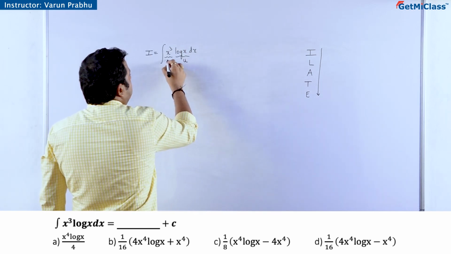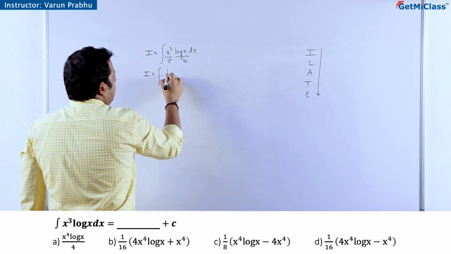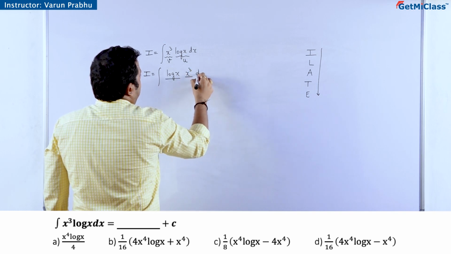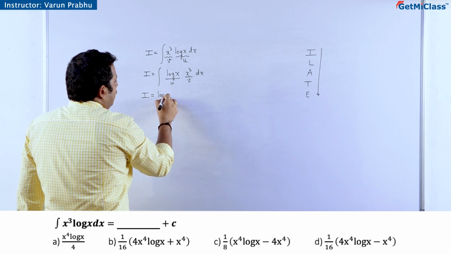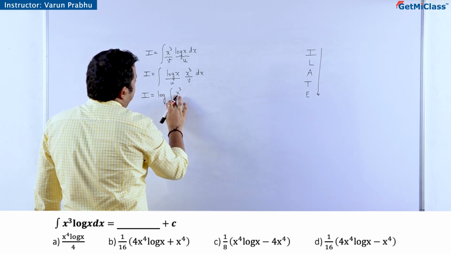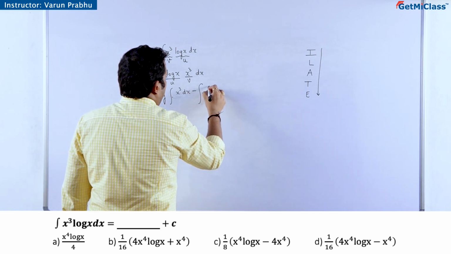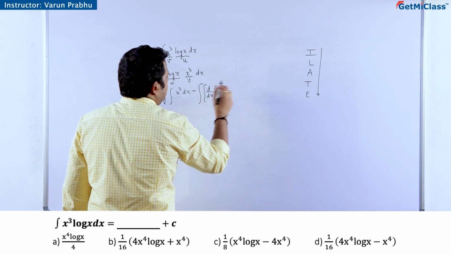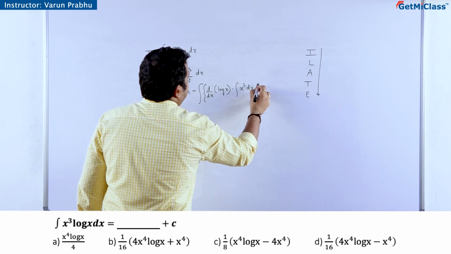So log x function comes first, algebraic function comes next. So I'll write like this now: log x into x cube dx. So this is of the form UV rule of integration. So what is the formula? U into integration of V minus integration of differentiation of U into integration of V dx.